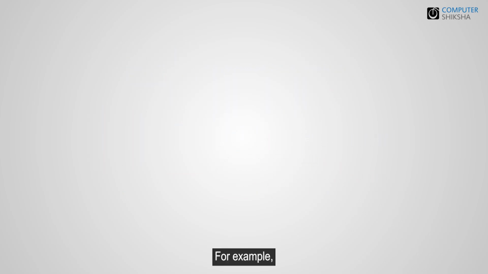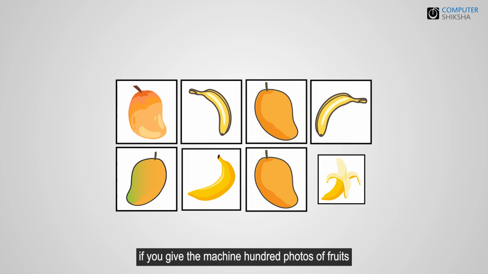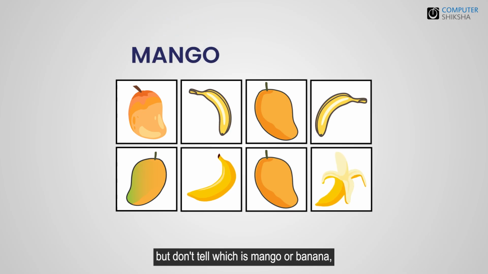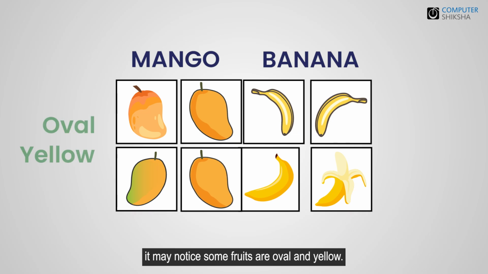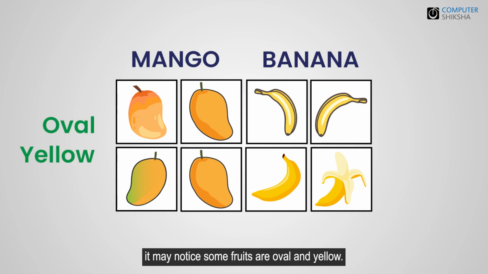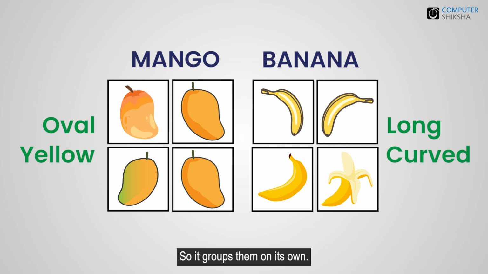For example, if you give the machine 100 photos of fruits but don't tell which is mango or banana, it may notice some fruits are oval and yellow. These must be mangoes. Some fruits are long and curved. These must be bananas. So it groups them on its own.